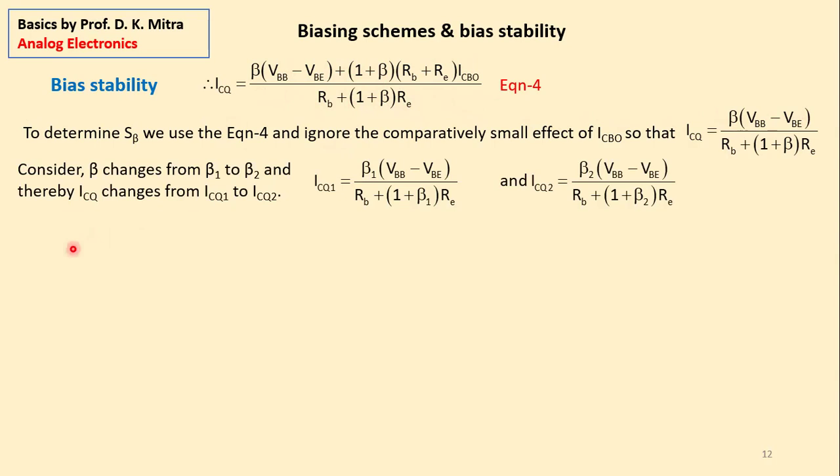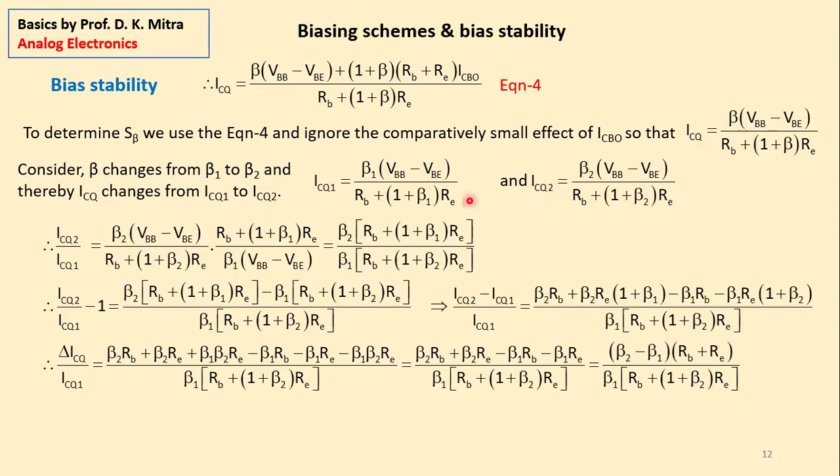Now consider beta changes from beta 1 to beta 2. Accordingly, ICQ changes from ICQ1 to ICQ2. So using this relation, ICQ1 is equal to beta 1 and this factor. ICQ2 is equal to beta 2 and this factor. Now, if we divide ICQ2 divided by ICQ1, ICQ2 is beta 2 into this factor, and ICQ1 is beta 1 and this factor.